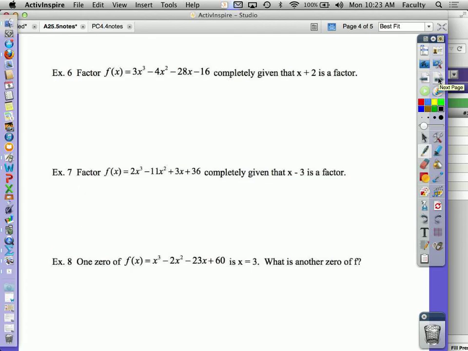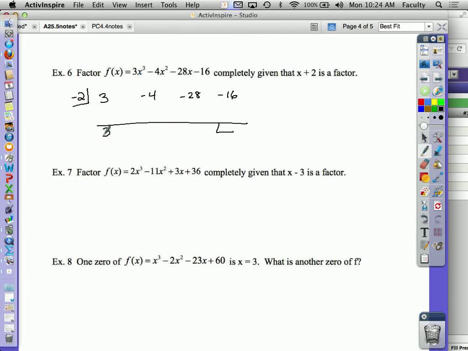In example 6, it says factor f of x completely given that x plus 2 is a factor. Watch what I'm going to do. I'm going to do synthetic division. And when I divide an x cubed by an x to the first, it produces an x squared. So I'm doing the division to get it down to an x squared, and we know how to factor x squared, don't we? AC method, difference of two perfect squares, all that kind of stuff.